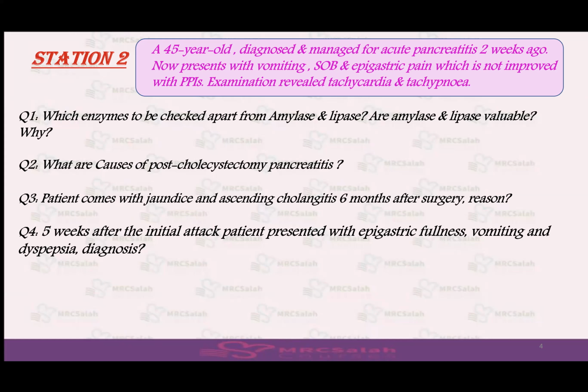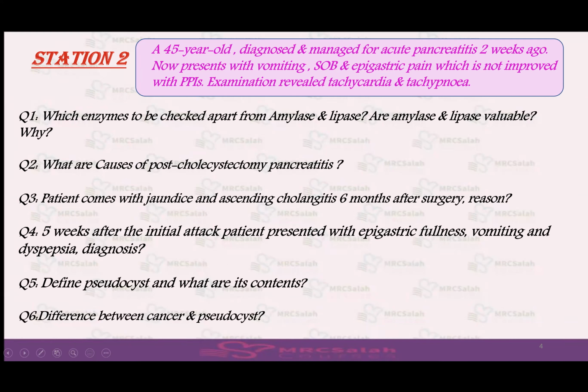Dr. Haifa, 5 weeks after the initial attack, the patient presented with epigastric fullness, vomiting, and dyspepsia. What could be the diagnosis? Pancreatic pseudocyst. Dr. Aya, define pseudocyst and what are its contents? It's amylase-rich fluid in a capsule of fibrous or granulation tissue. Its content is amylase. Dr. Haifa, it is not amylase, it's amylase-rich fluid.